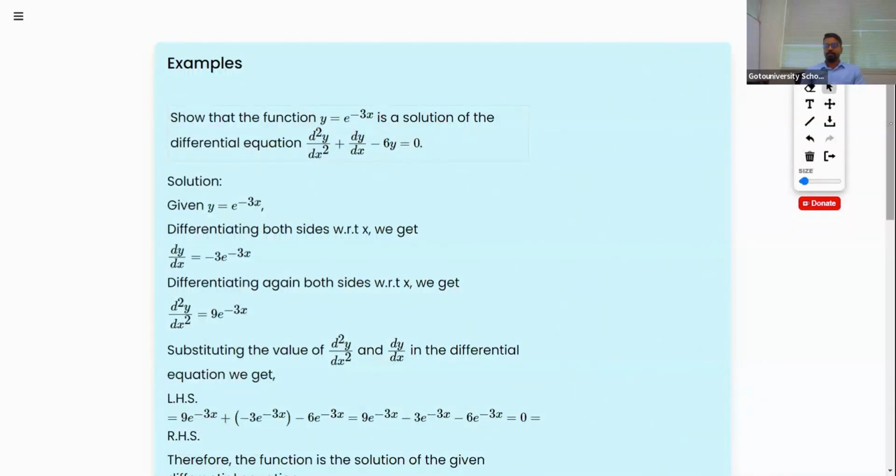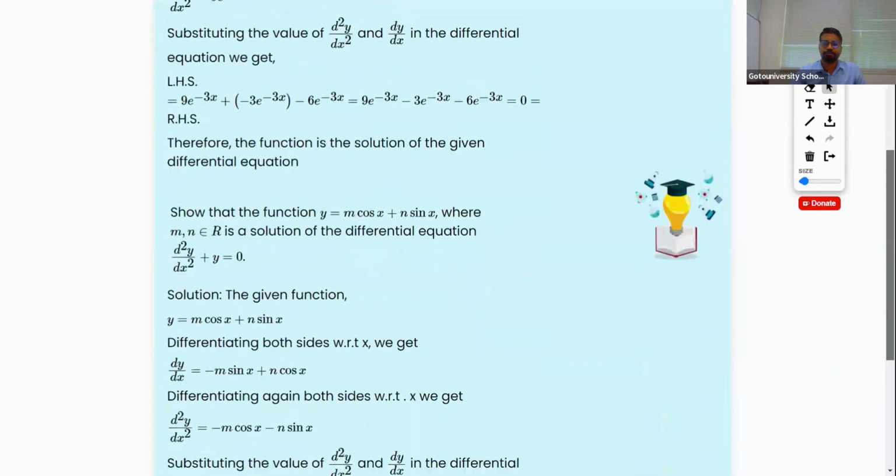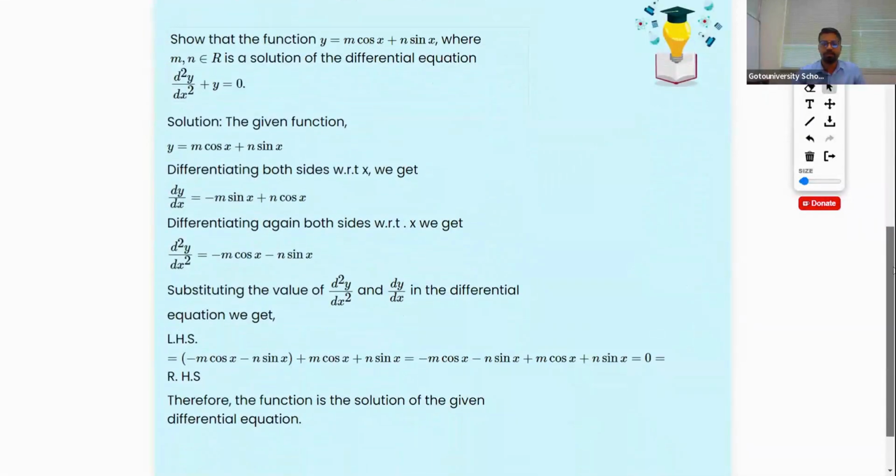Is that clear to you? You want to check one more example like this? Yes. Check this. Please go through this quickly. I'll explain that after that.